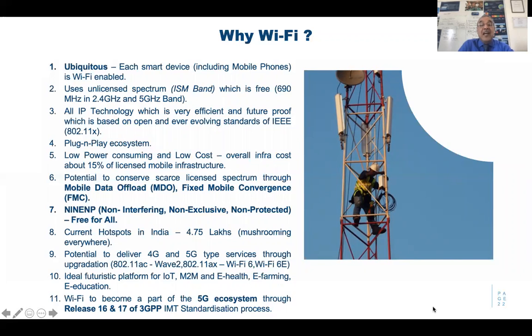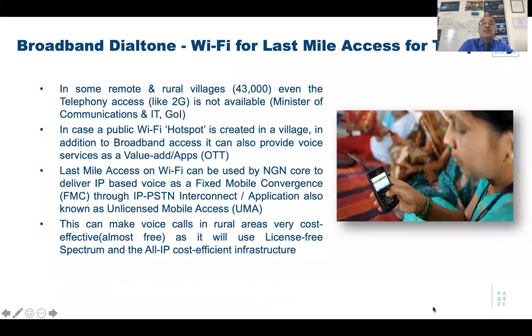802.11 AX, and now Wi-Fi 6 is coming. Wi-Fi 6E is also coming. All these things can be used. Wi-Fi actually is becoming a part of 5G ecosystem already through release 16 and 17 of 3GPP IMT standardization process, permitting Wi-Fi to be coexisting with your 5G technologies. And it can be an ideal futuristic platform for IoT, M2M, e-health, e-farming, e-education, e-commerce.